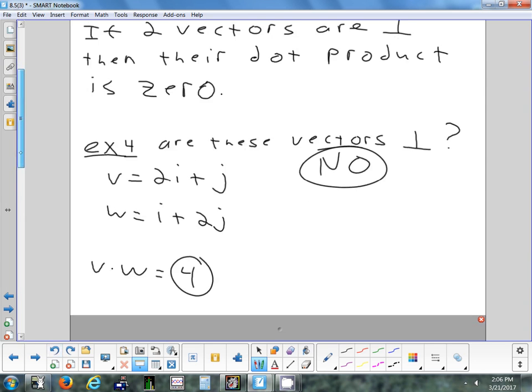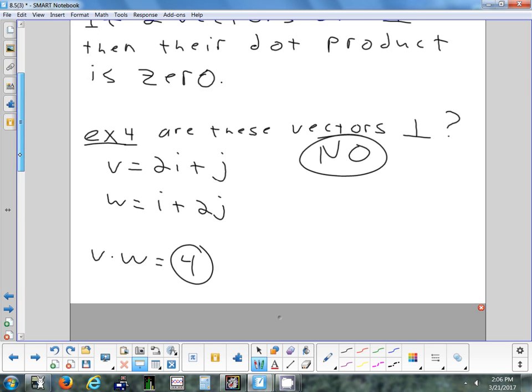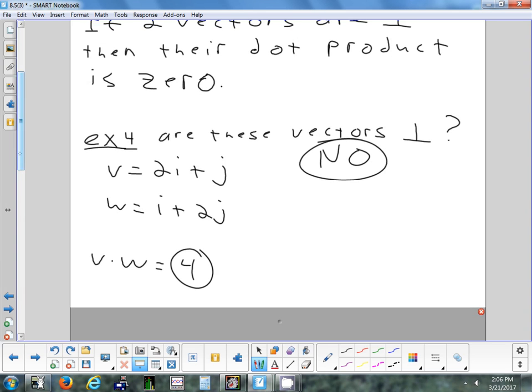Any questions on that one? Okay, so we don't know what the angle is, but I can answer the question. No, they're not perpendicular.